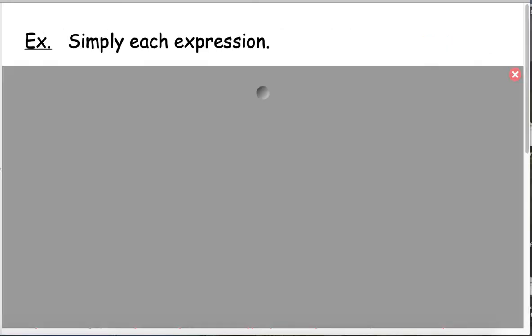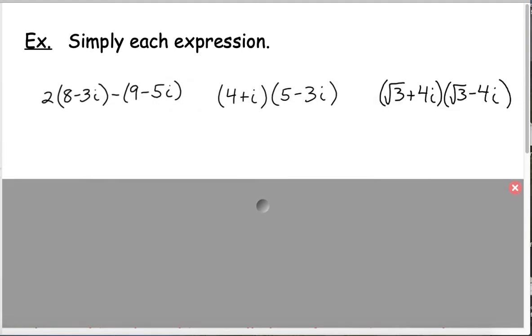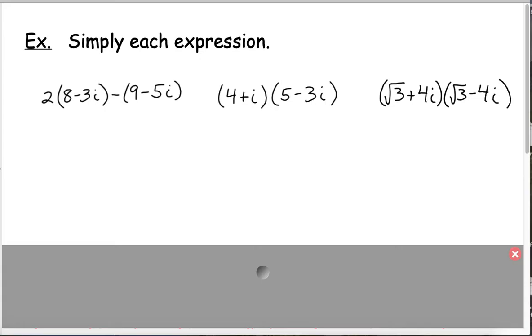All right, so there's some simplification. What if we do some things like multiplication? Well, think of this pretty much as what you have done in algebra with an x instead of an i. So a lot of the same ideas apply. So when I look at this first problem, I have to distribute the 2. So let's do that. We get 16 minus 6i. And then I'll have to distribute that negative, so minus 9 plus 5i.